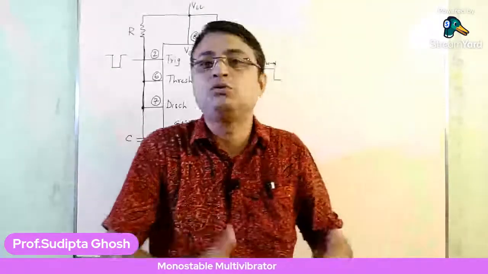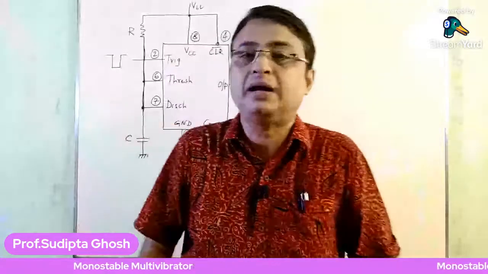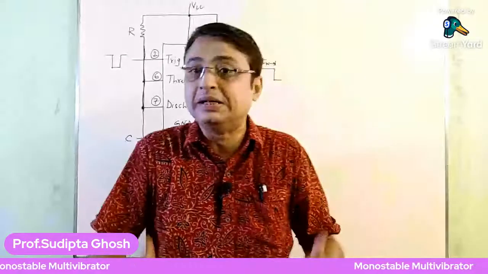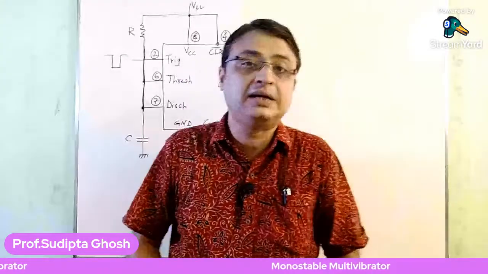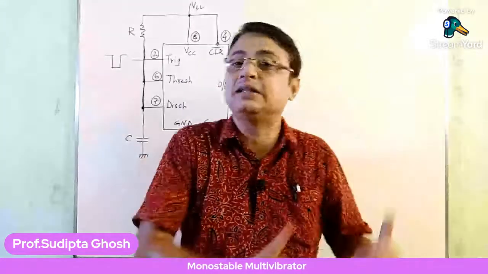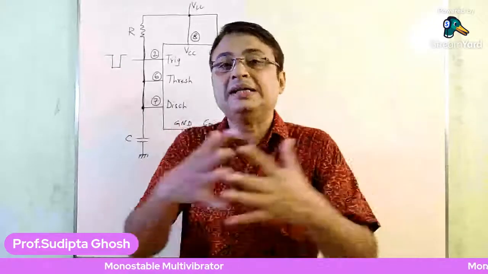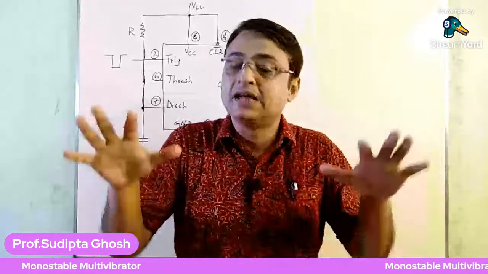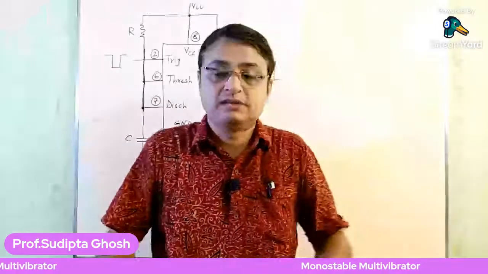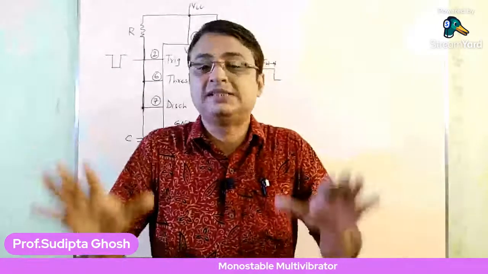because the low output value of the 555 timer is nothing but the stable state of the monostable multivibrator, and as a result the capacitor is always in its zero state. The value of the capacitor voltage is 0.